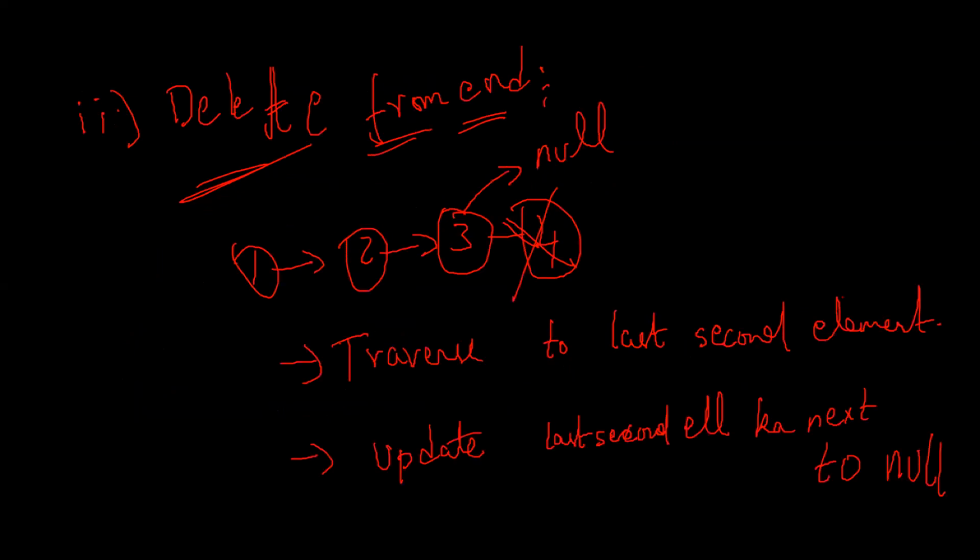Yeah. The thing is, first of all, I'll traverse until the last second element, which is 3 here. The moment I come here, what is the last second element's next? Be active. What will be the last second element's next? Last element, which is 4. So I don't want that, right? So I'll make the last second element's next null, so that I'm losing the last element. Delete from end means delete the last element. Cool? Yeah, cool. So let's go to code.